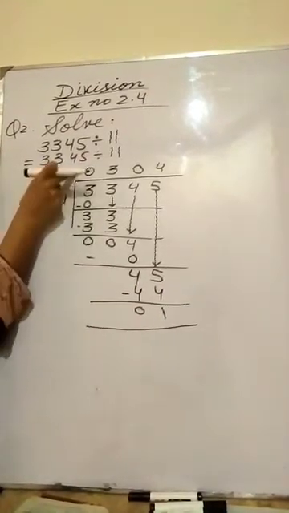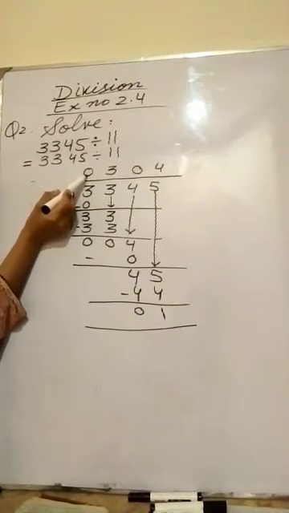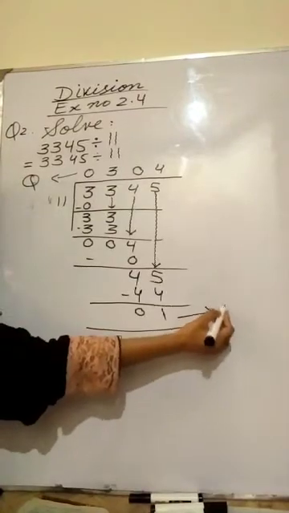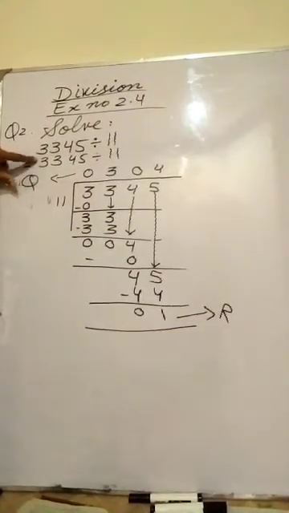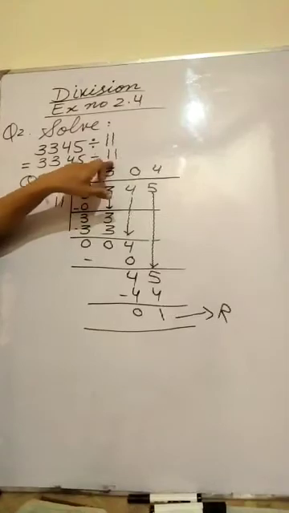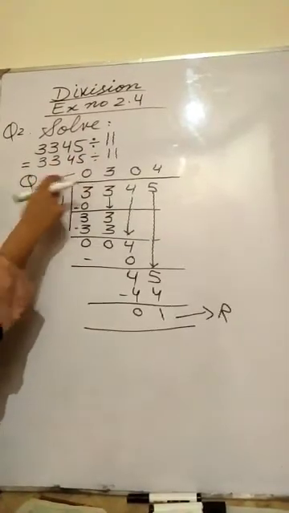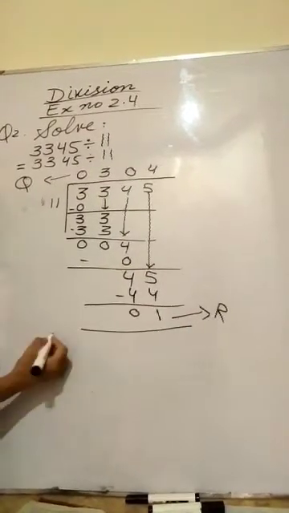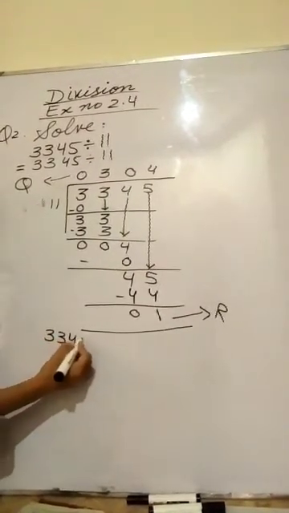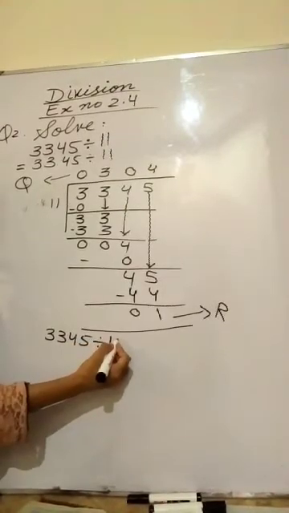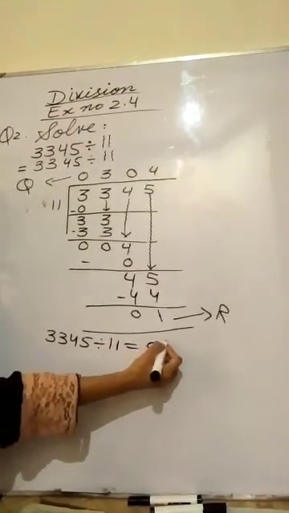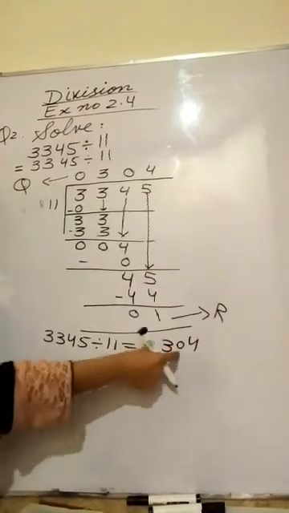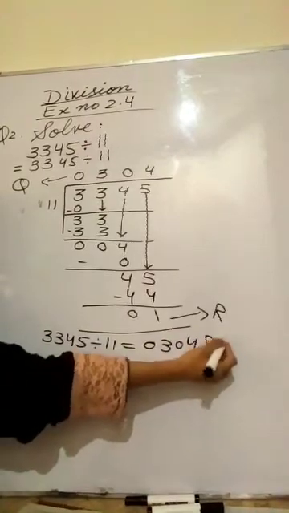Now the answer, this is the answer. The answer is called the quotient, Q for quotient, and this is called the remainder. The bigger value is called the dividend, the smaller value is called the divisor. The answer is called the quotient and the remaining value is called the remainder. Write your question again. Equals 0304. It means the answer of this question is 304 with the remainder 1.